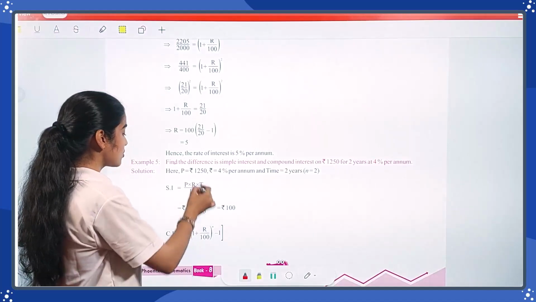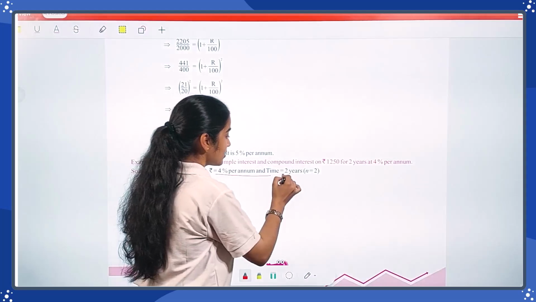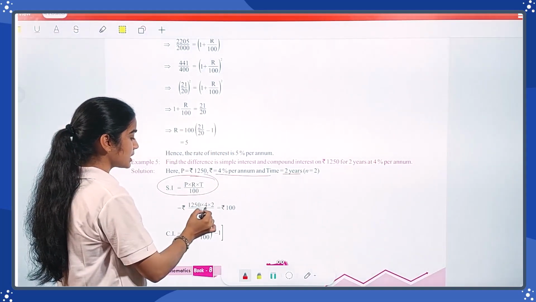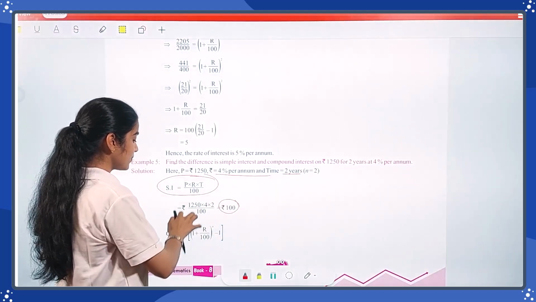Next we have find the difference between simple interest and compound interest on 1250 for 2 years at 4% per annum. So this is your principal, this is your rate of interest, and this is your time period. Here is your formula for the simple interest: 1250 multiplied by 4 multiplied by 2 divided by 100, which is equal to 100.